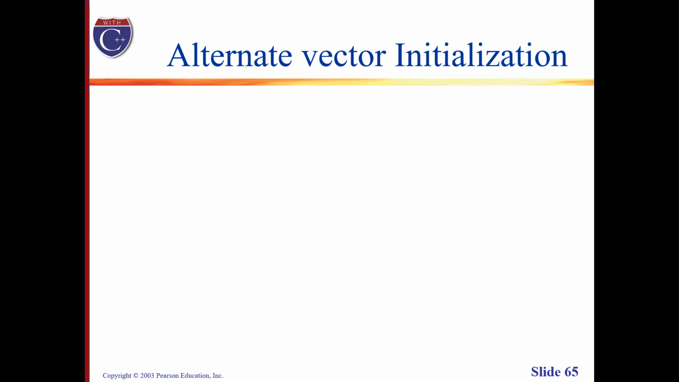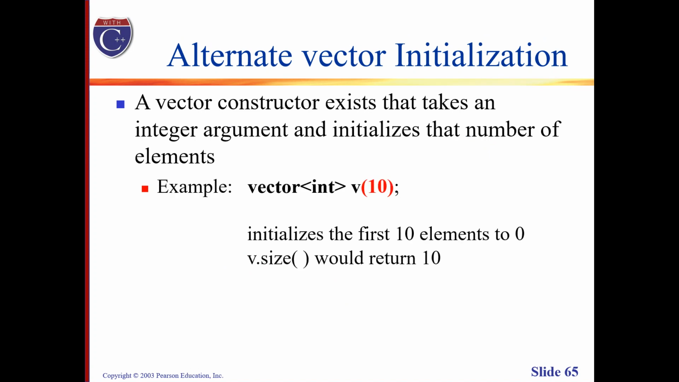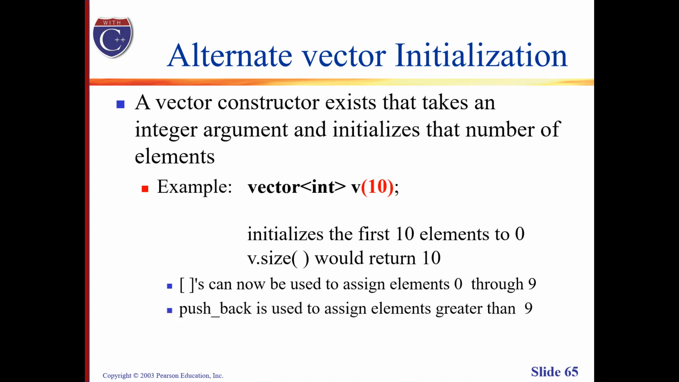We also have an alternate vector initialization. A vector constructor exists that takes an integer argument and initializes that number of elements. Here's an example. What it does is it initializes the first 10 elements to 0, which is the size of the vector, which would return 10. Brackets can now be used to assign elements 0 through 9. And push_back is used to assign elements which are greater than 9.